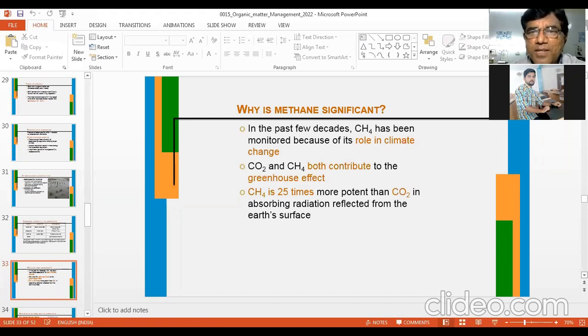So in the past few decades, methane has been monitored because of its role in climate change. Carbon dioxide and methane both contribute to the greenhouse effect, you know it, and methane is 25 times more potent than carbon dioxide in absorbing radiation reflected from the Earth's surface. So it has more global warming effect than carbon dioxide. It traps more energy.